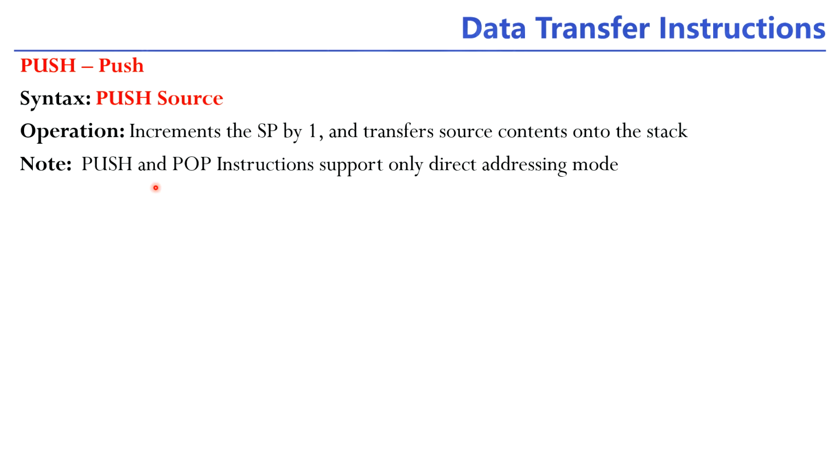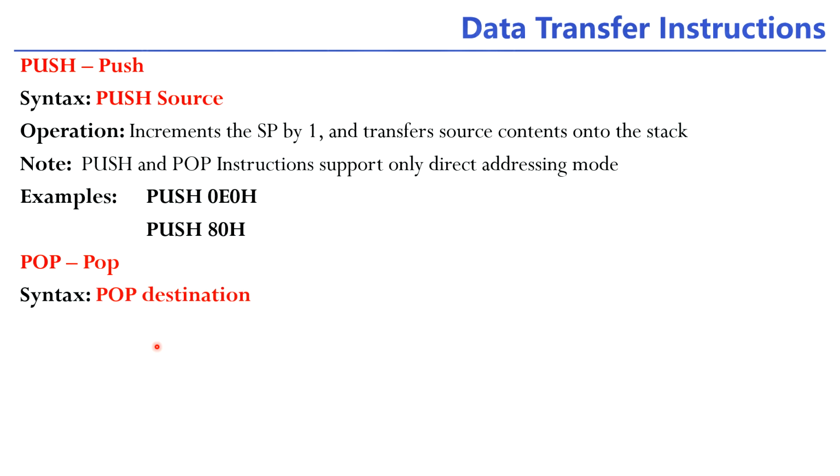Note that push and pop instructions support only direct addressing mode. Okay, remember this is related to the direct addressing mode. Example you can see here, PUSH 0E0H, right? This one is the direct addressing mode we are using here. PUSH 80H. Right?